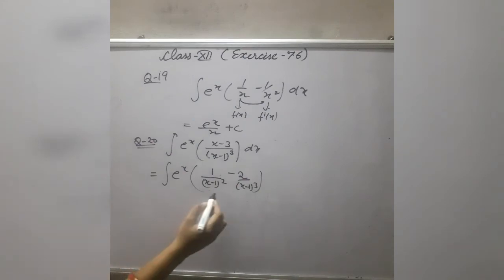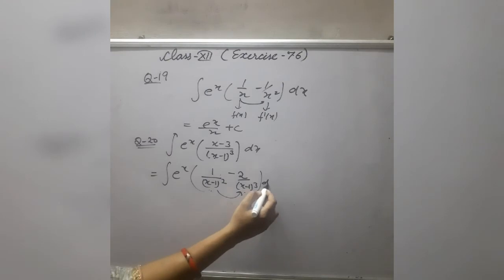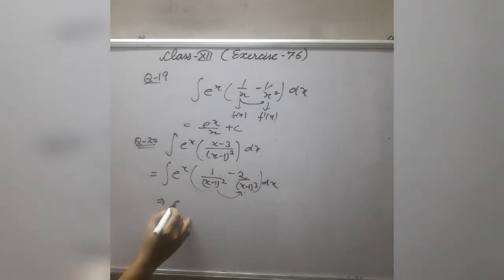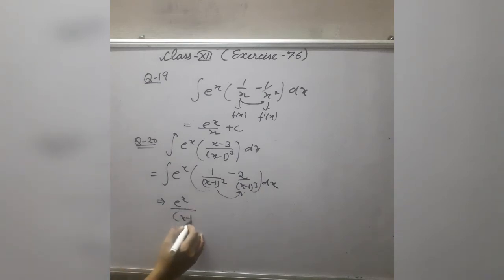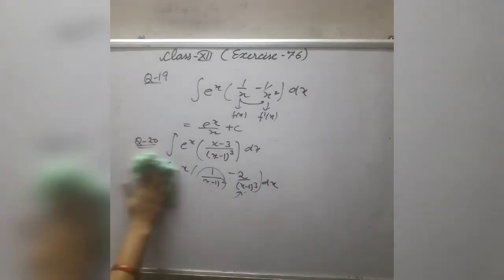So this is the derivative of this part. This is f(x), this is f dash x. So the integration of this complete result can be written as e raised to power x into f(x). And what is f(x)? 1 by x minus 1 whole square. So e raised to power x into f(x) plus integration constant c. So this is the integration of the given statement, question number 20.